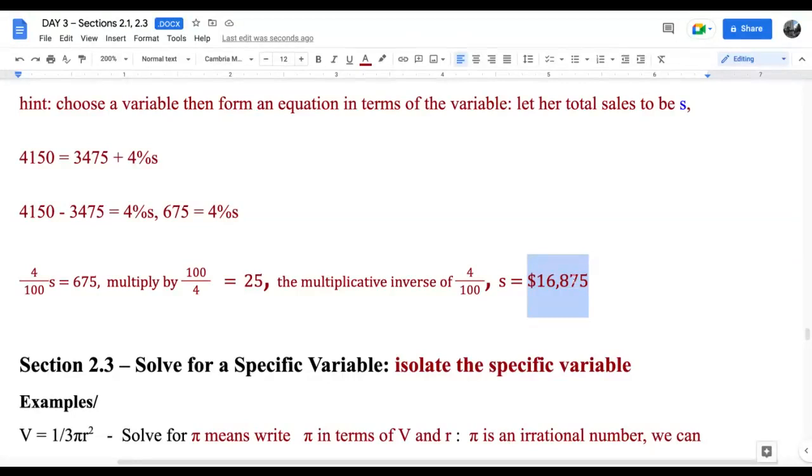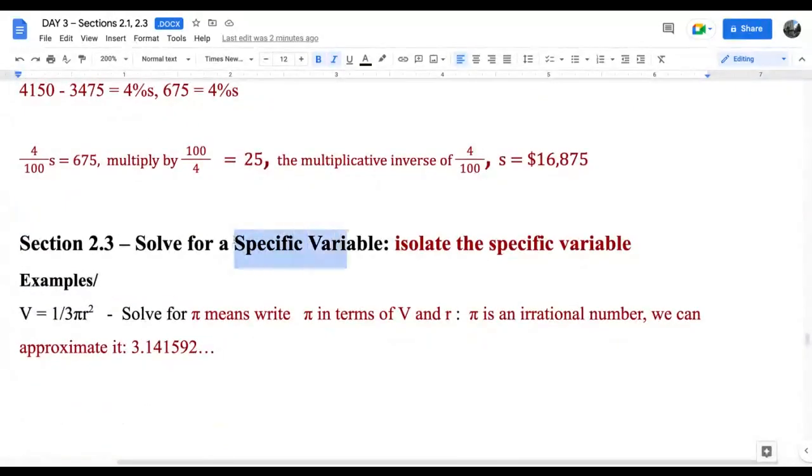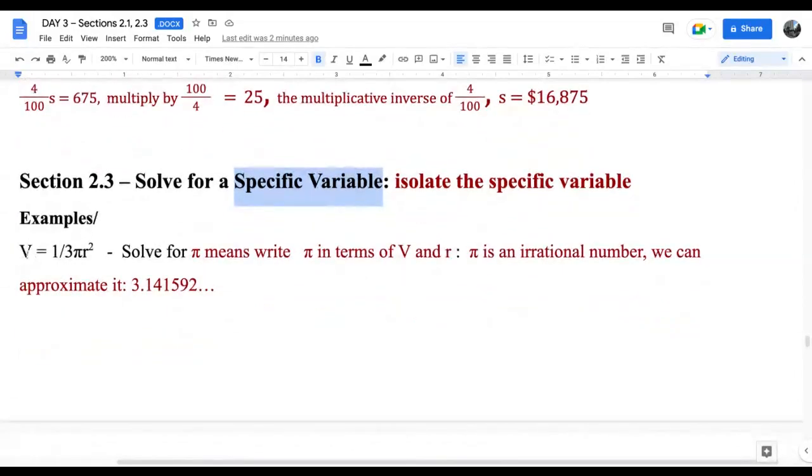All right, let's go to section 2.3. Sometimes when we solve for a variable, we don't really get a value. Above, we see s is a value, a number. Some other variables, we're able to get a number for. But another situation is, sometimes we want to write the equation in terms of one variable only. In that case, we also call it solving for a specific variable. Let's see this example.